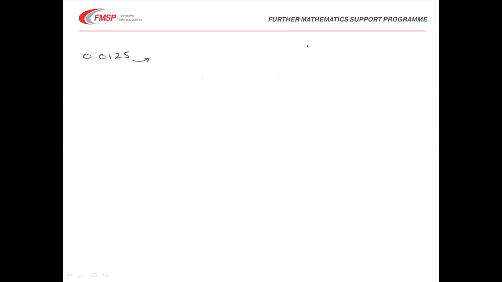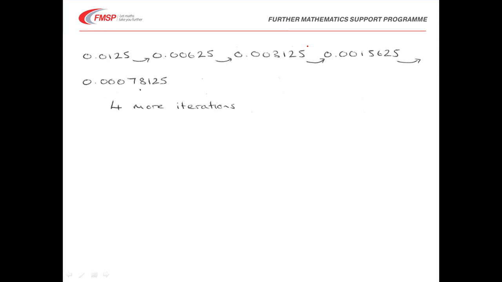So we're at this at the moment, so we halve, and we get that, then we halve, we get that, still not lower than 0.001, halve again, still not lower, but when we halve again, we get that. So we count up how many halvings we had to do, and that's 4 of them. So there's 4 more iterations that are required, and so we write that down.